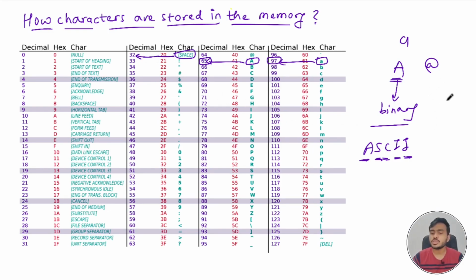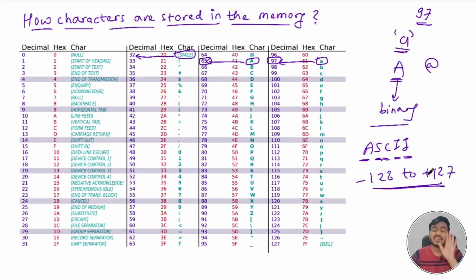Now let's say I want to store small a in the memory. What the C++ compiler is going to do is, instead of storing small a in the memory, it is going to store 97 in the memory. And that's the reason why, when we discussed how much size a character variable gets, in that video we saw that the range of the character is -128 to +127.